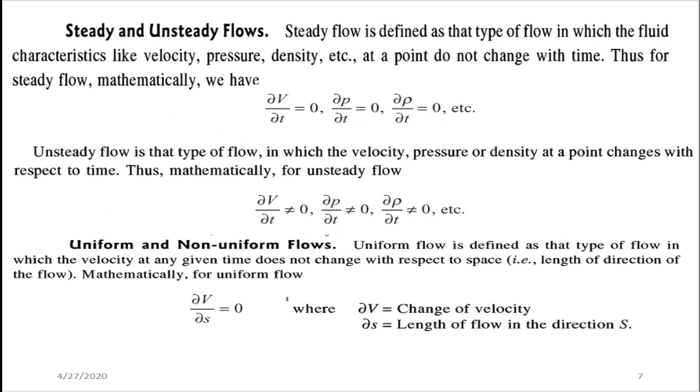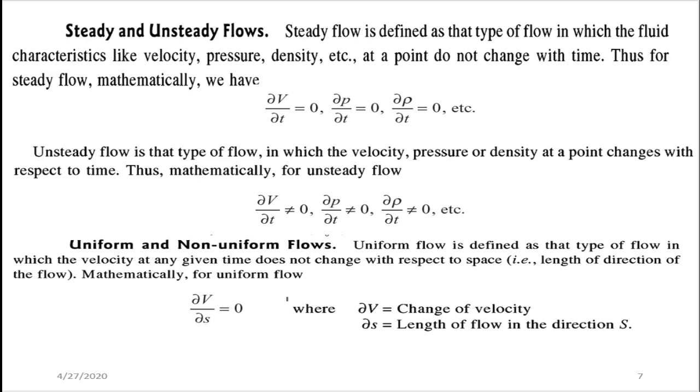First one, steady and unsteady flows. Steady flow is defined as that type of flow in which the fluid characteristics like pressure, velocity, density at a point do not change with time. That means the hydrodynamic parameters at a point will not change with respect to time.